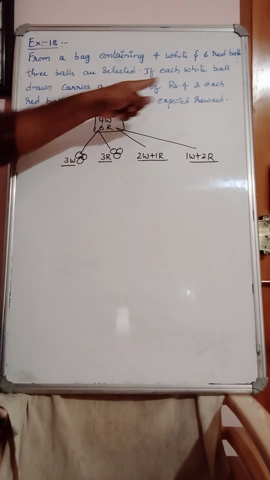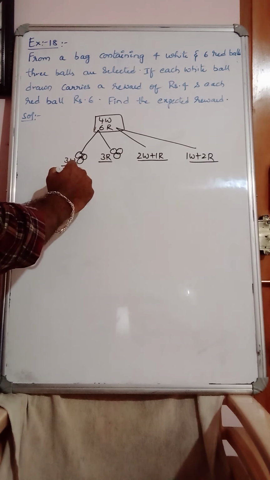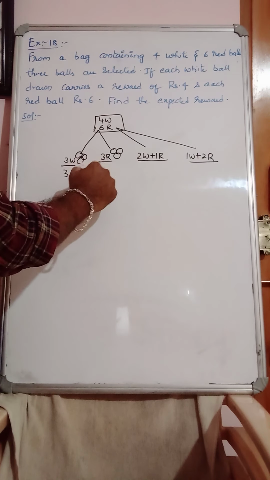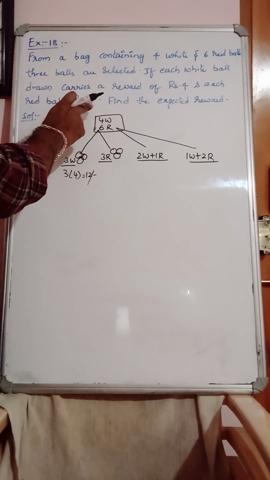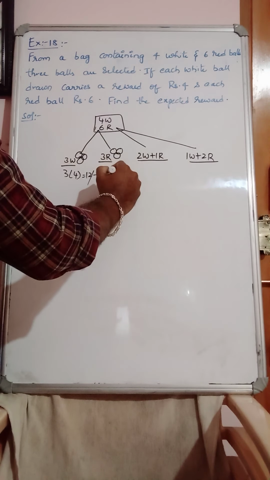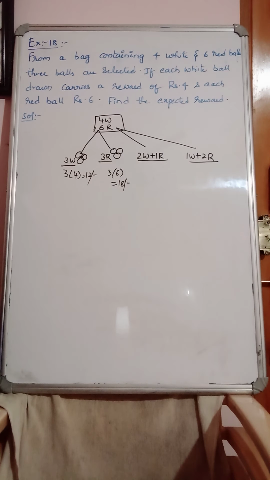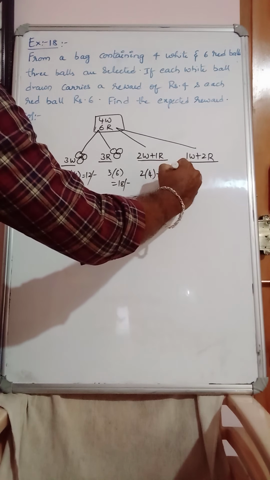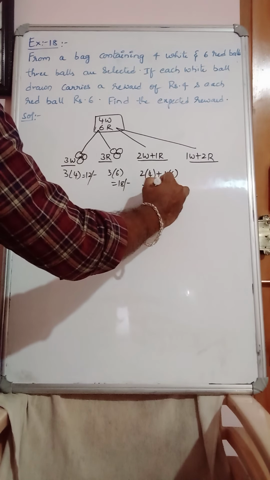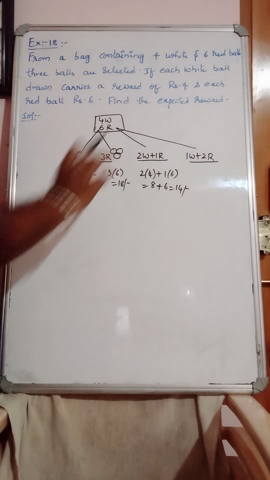Now, 3 white means each white carries how much amount you will be getting? Each white 4 rupees. Here 3 whites were there. That means 12 rupees you will be getting when you select 3 whites. Then 3 reds means each red carries 6 rupees. So 3 into 6, you will be getting 18 rupees when 3 reds are selected. If 2 white and 1 red, means 2 into 4 rupees plus 1 into 6 rupees. So 2 fours are 8 plus 1 six are 6, 14 rupees you will be getting in case of 2 white and 1 red.